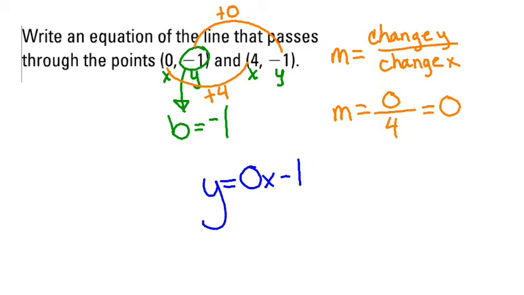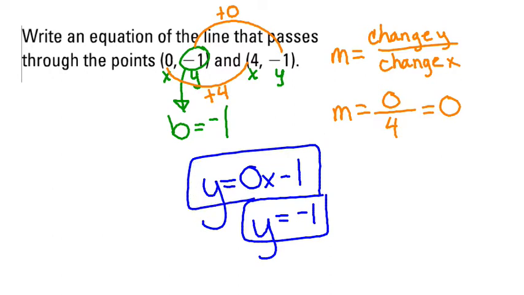Now there's nothing wrong with this equation. It is perfectly acceptable. However, most of the time, since we have 0 times a number, we would just write this as y equals -1. That tells us that this line must be a horizontal line, because y is -1 everywhere.